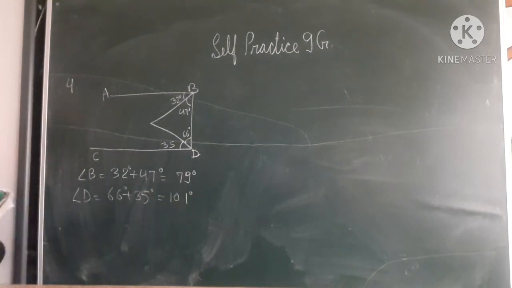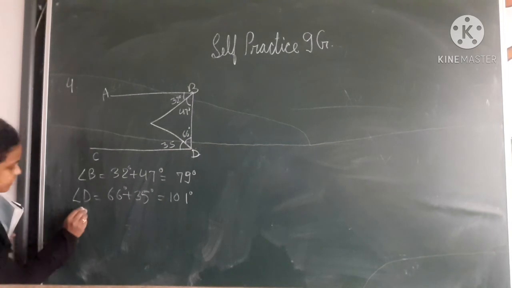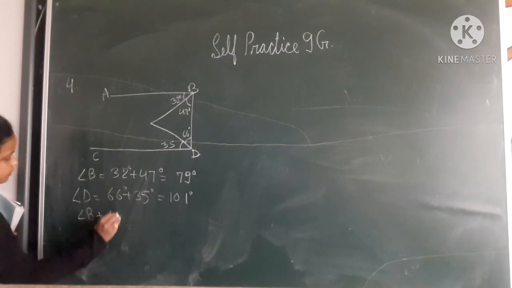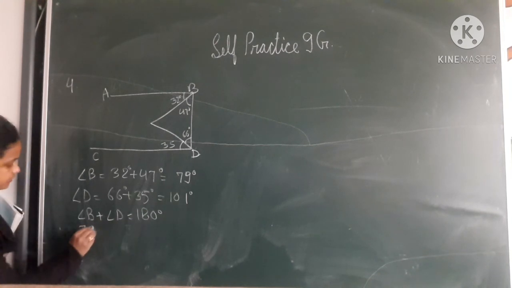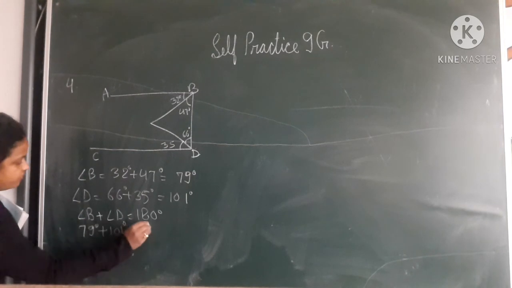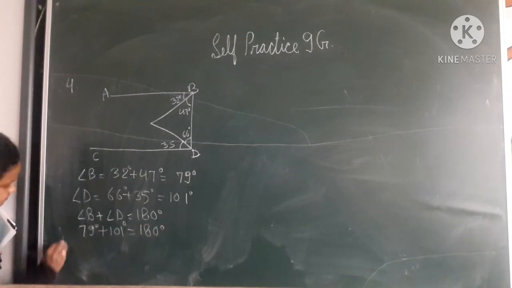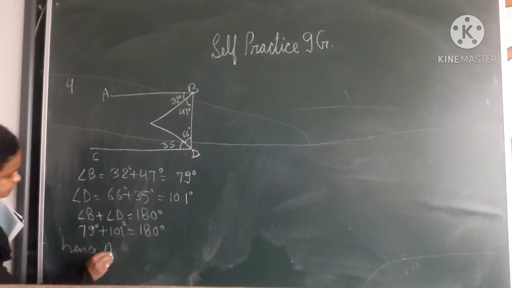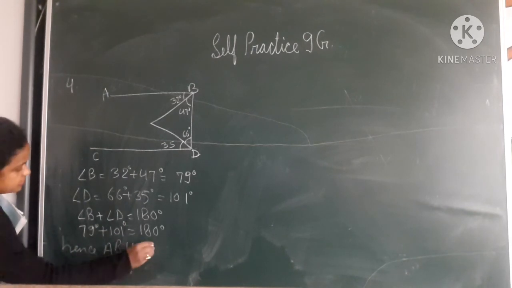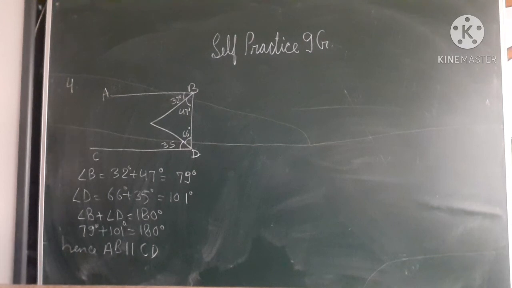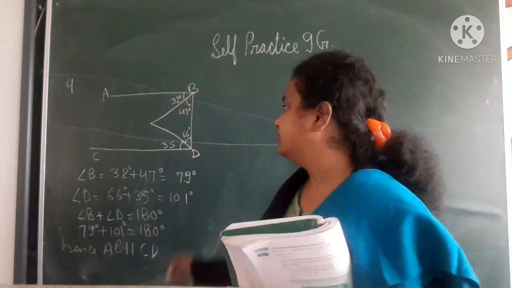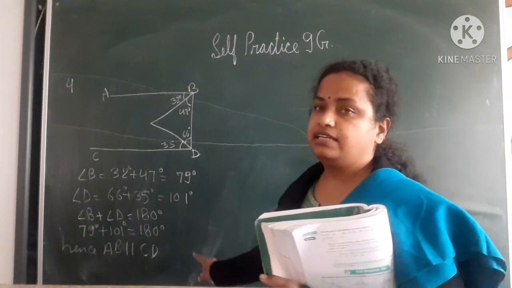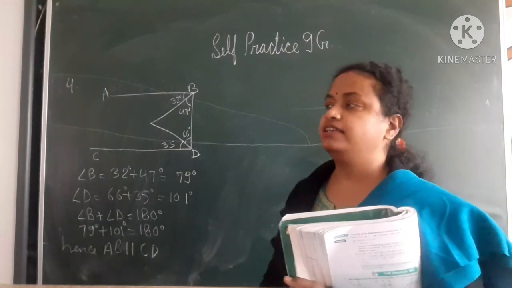101 degree. Okay. Now you can check angle B plus angle D should be equal to 180 degree. So 79 degree plus 101 degree is equal to 180 degree. Hence AB is parallel to CD. Because the sum of co-interior angles is 180 degree, so it is parallel. AB is parallel to CD.